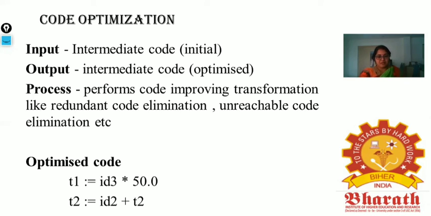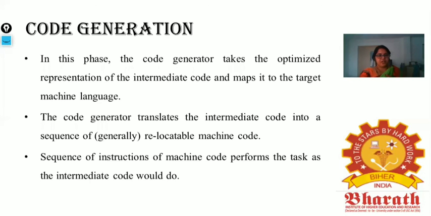When you see this example, optimized code. I'm just taking only the temporary variables 1 and 2. I'm not using temporary variable 3. And there is no need for the identifier 1 also. So temporary 1 is assigned the third identifier multiplied with the 50 value. Again, the second temporary variable is assigned the second identifier with the first temporary variable. That's it. So at the end, we perform the code generation.